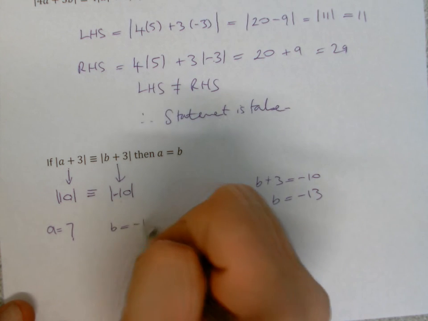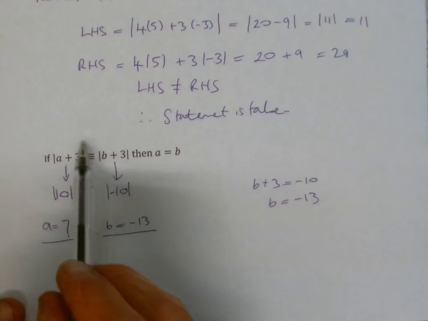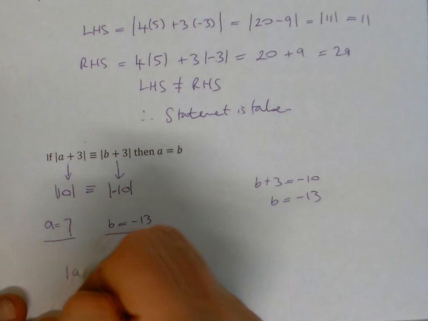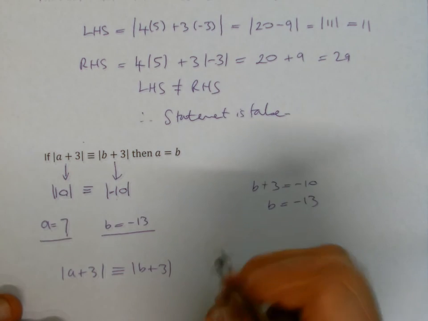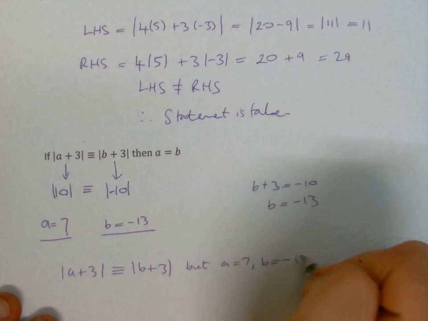So we found a situation where this is false. In other words, the mod of a plus 3 is identical to the mod of b plus 3, but a is equal to 7, b is equal to minus 13. They're not the same.